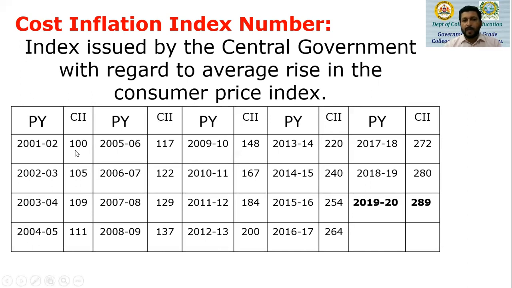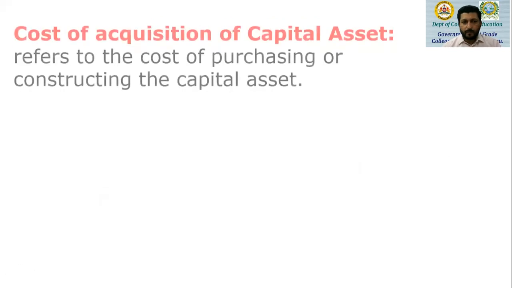So there are different rates. The base year is 2001-02, starting with a CII of 100. And gradually you see the numbers have increased over a period of time, the CII numbers. And now we have 289 as the number for the computation of capital gain, that is, taking previous year 2019-20.